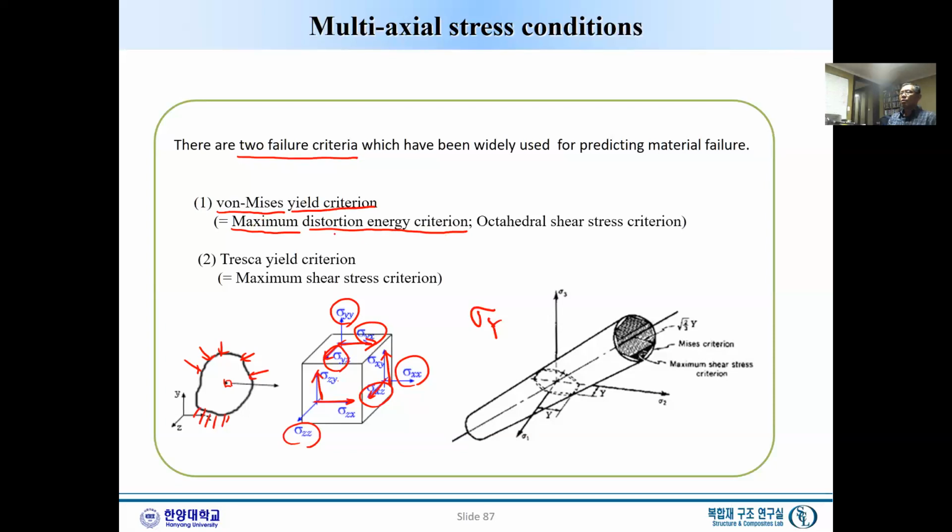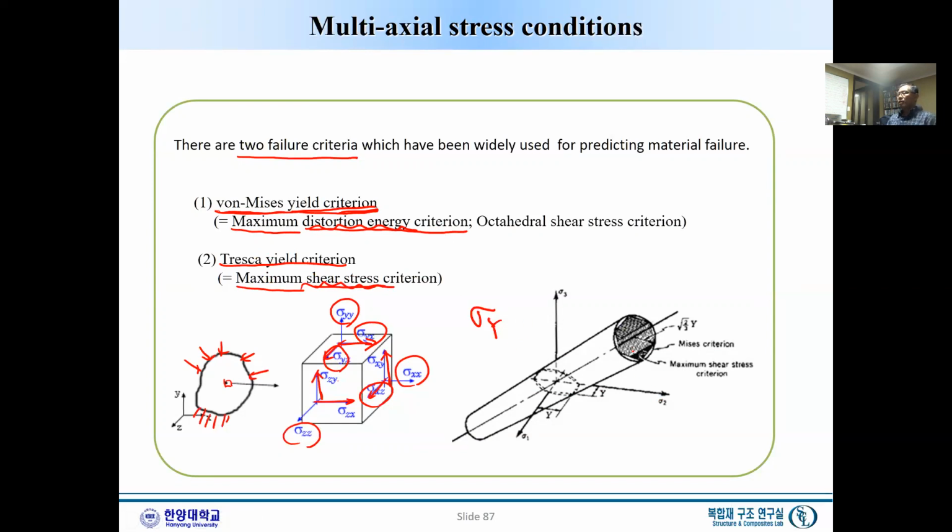Why do we call it the maximum distortion energy criterion? Well, there is a reason for that, but at this point, we just focus on how to use this Mises criterion. The second one is the Tresca yield criterion. Another name for it is the maximum shear stress criterion. So this is the distortion energy criterion, and this is the shear stress criterion.